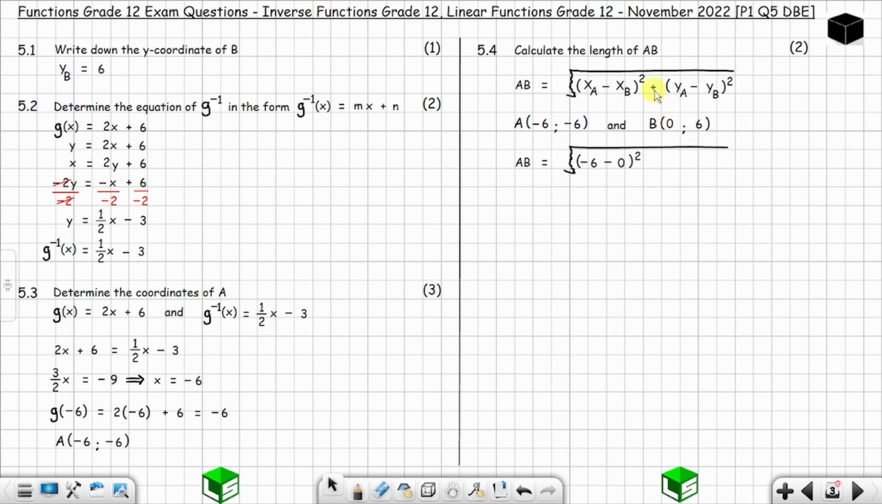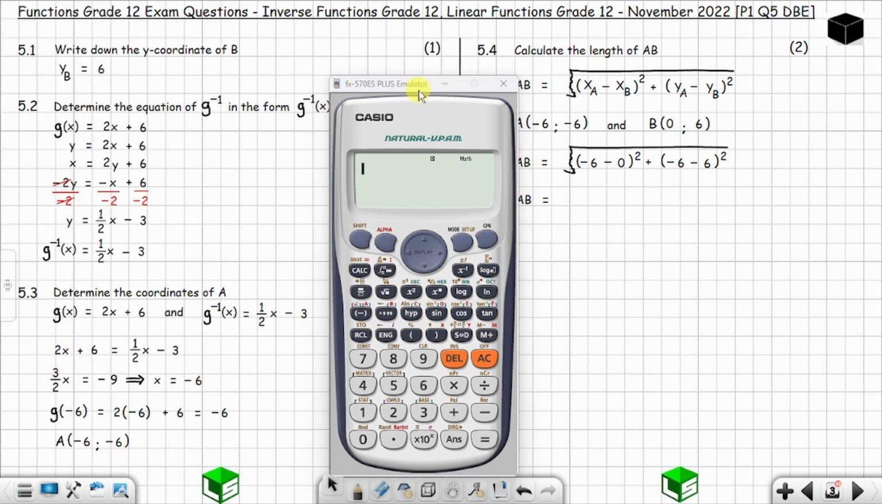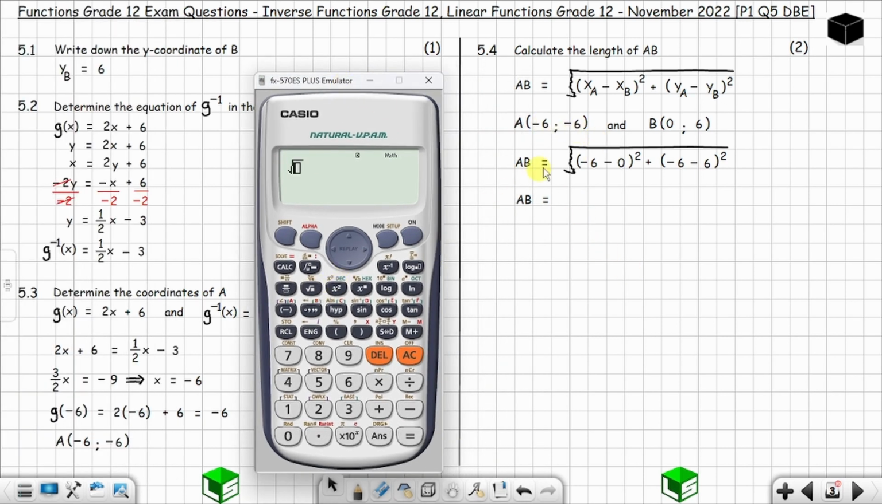Okay, let's carry on. Plus, you have the y coordinate of A. There's A. The y coordinate is negative 6 minus you have the y coordinate of B. There's B. The y coordinate is 6 square, right? We can carry on. AB is equal to, you can plug this in your calculator and get the answer. Let's do that. Okay, so this is my calculator. Let me plug this in the calculator and get the answer.